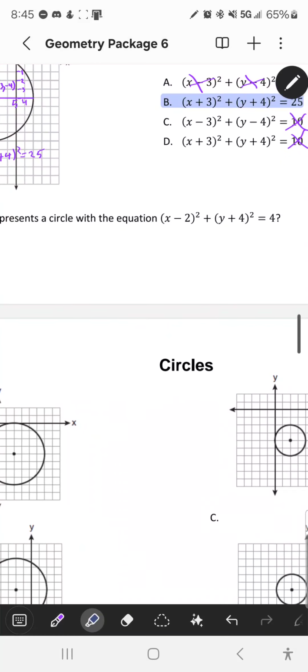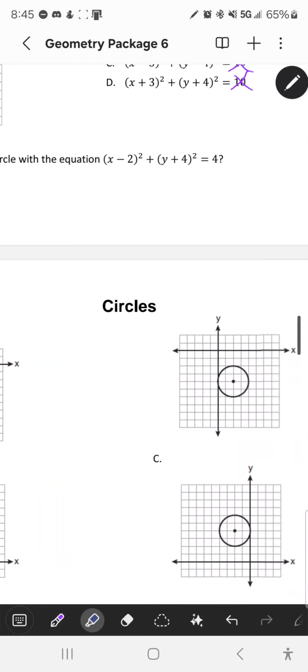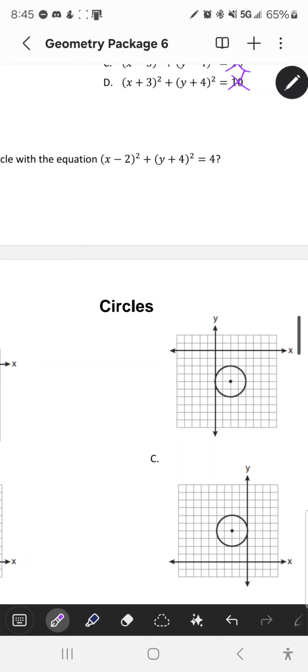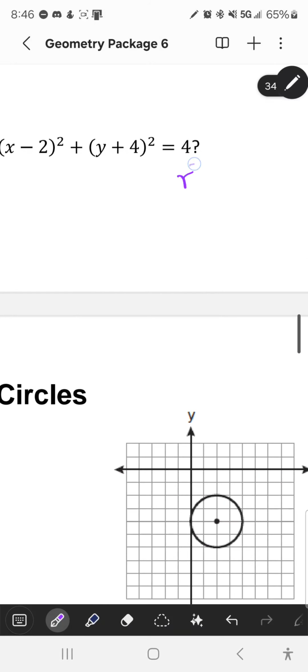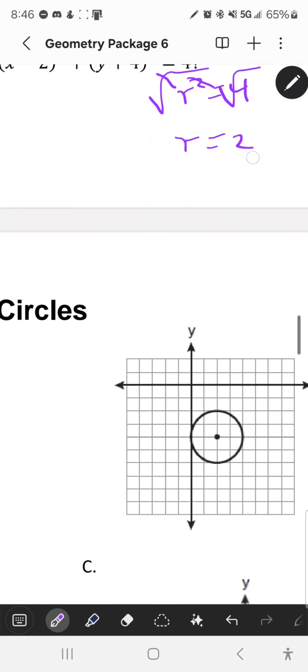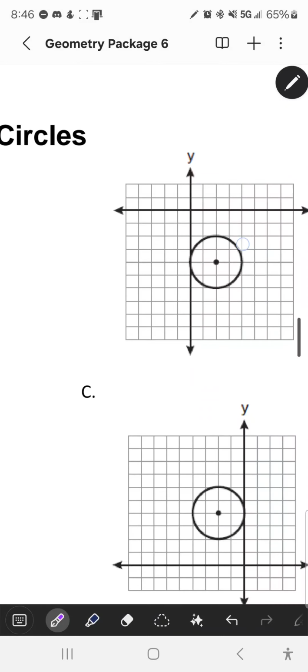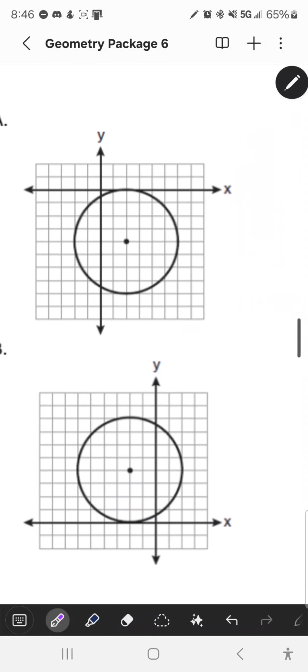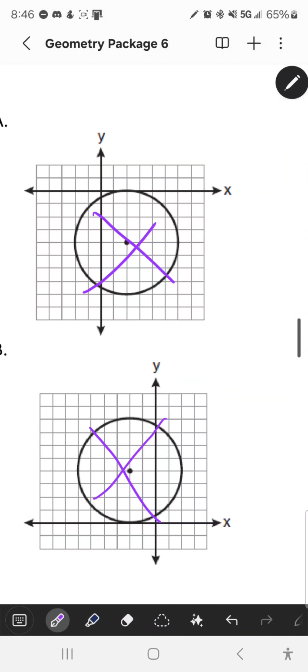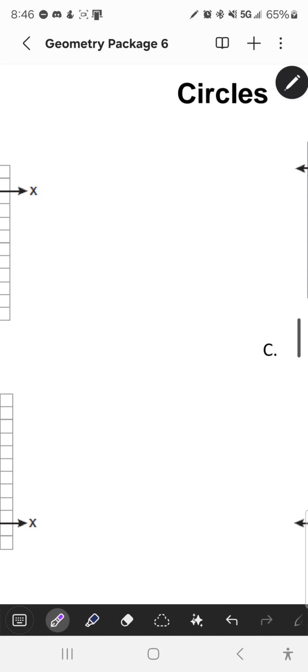Now, which graph represents the circle? So first we have r squared equals 4. If we do the square root of both sides, we have r equals 2. The square root of 4 is equal to 2. So this has a radius of 2, and this has a radius of 2. This one is just too big. The radius here is 4, not 2.